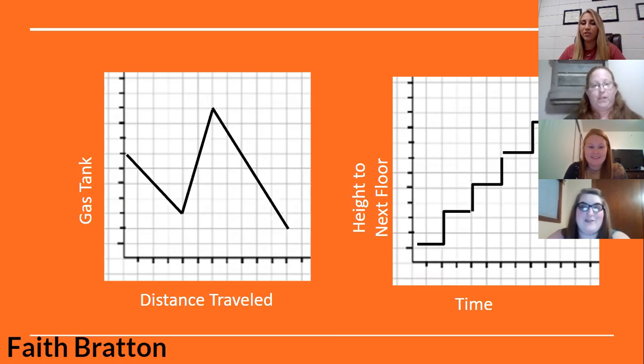For our other graph to the right, which ones do y'all think will be the x-axis? I think that the x-axis represents the time. What do you think the y is? The height to the next floor.